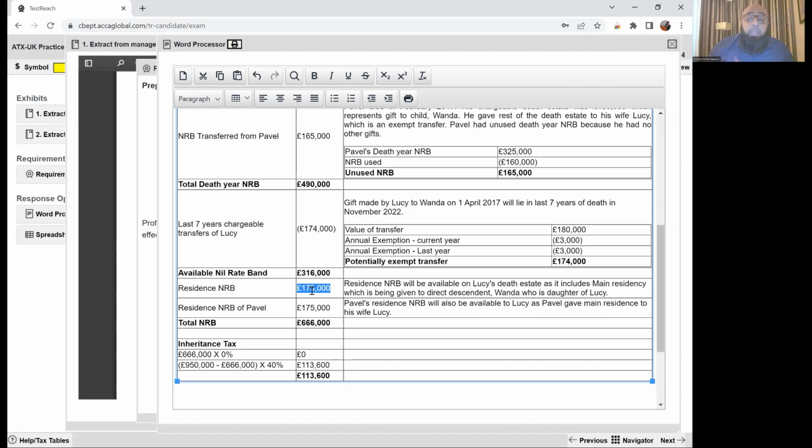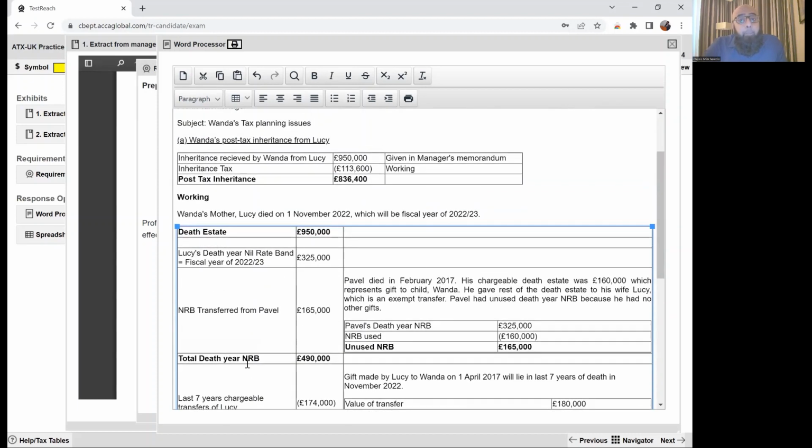The residence NRB will be available on Lucy's death as it includes the main residence, which is being given to the direct descendants. Okay, direct descendant means your child. Now, Pavel's residence NRB will also be available because Pavel gave the main residence to his wife. So if the spouse gives the main residence to the other spouse, the residence NRB also gets transferred. You have studied it. So that gives us the total nil rate band, 0% on that, and on the remaining we applied 40%. And that gives us the IHT and the post-tax inheritance. I hope that it is clear.